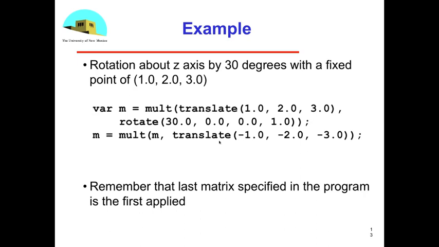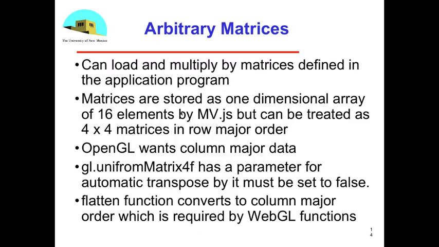So in fact, this is doing what we want. It's moving the fixed point of 1, 2, 3 to the origin, then doing the rotate, and then translating everything back. So finally, one comment or two about arbitrary matrices and how we can use them.